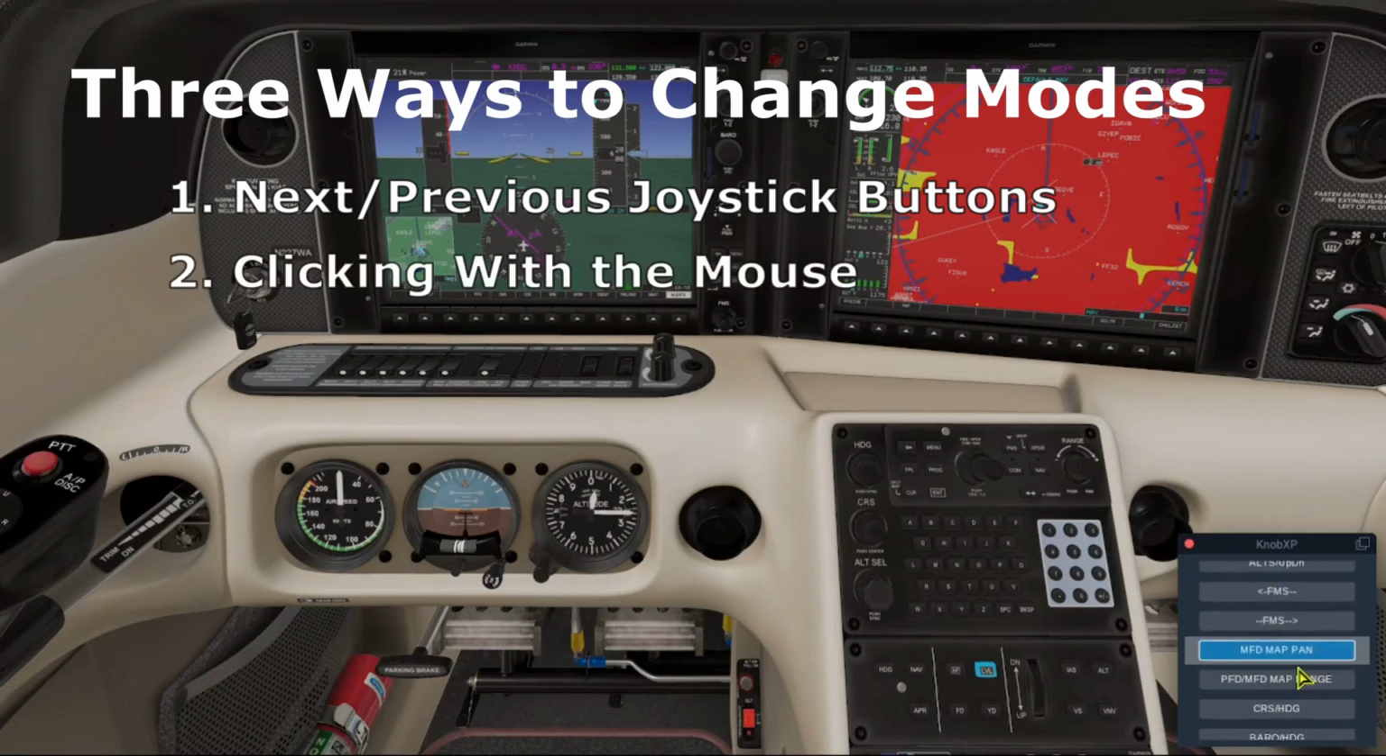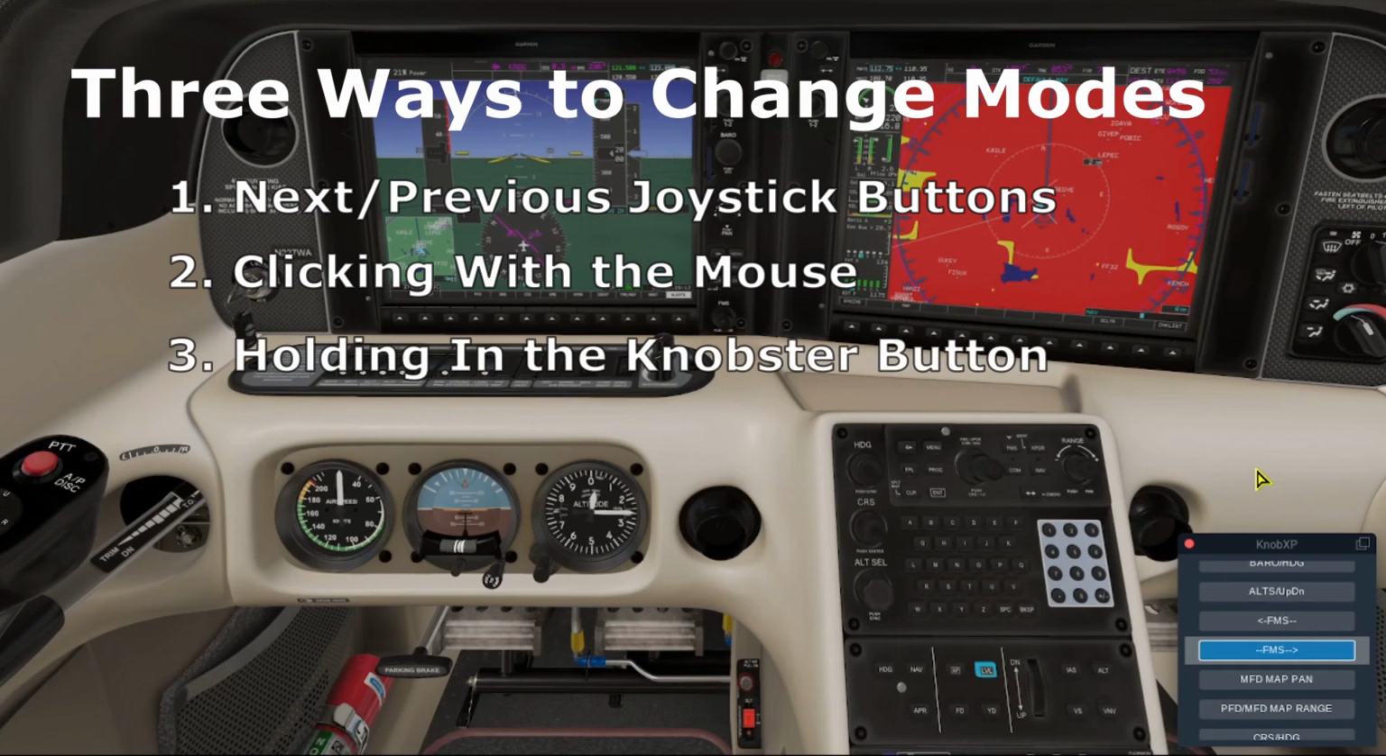Another way to change modes is to just click on the mode in the list using the mouse. And if I'm doing something already with the mouse and I'm nearby and I want to change mode, it's very easy to just slide over there and click on the mode. Use that quite a bit.